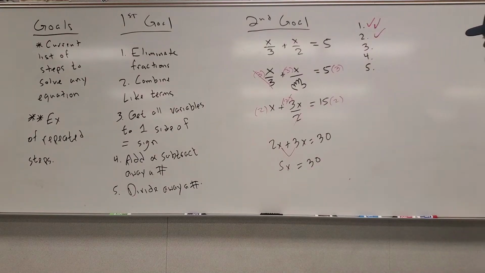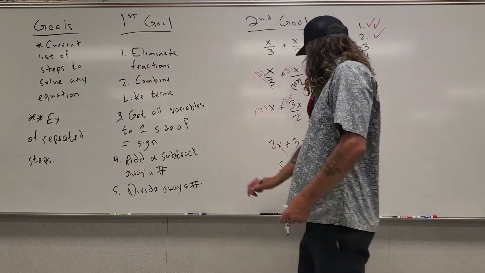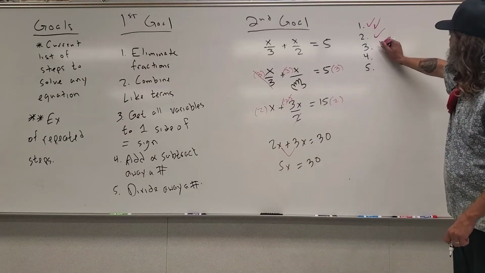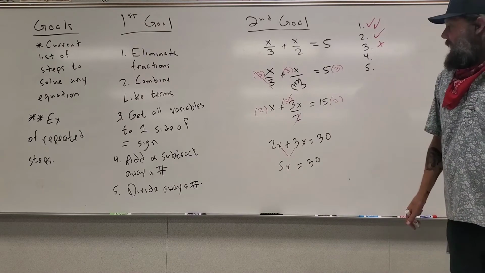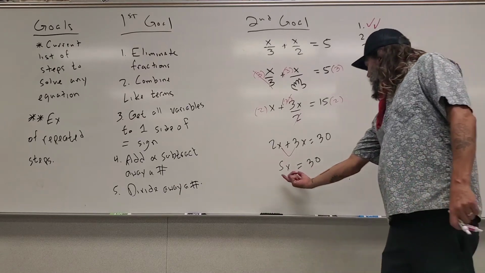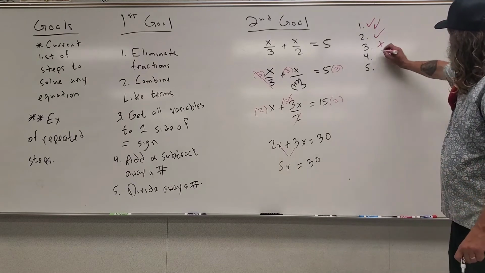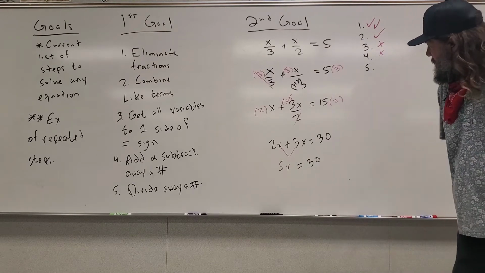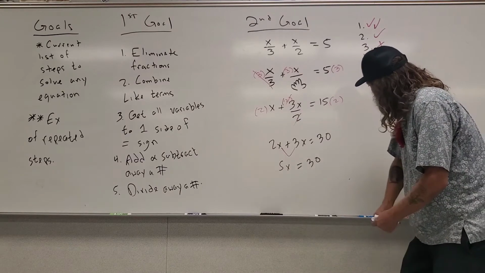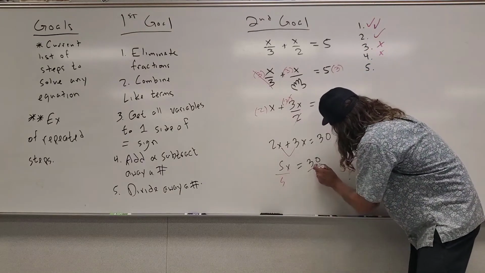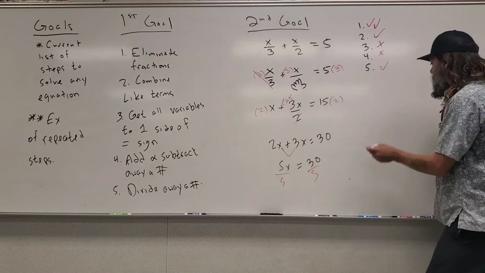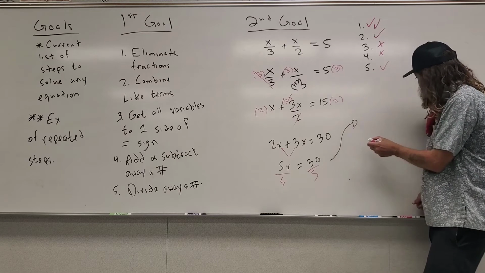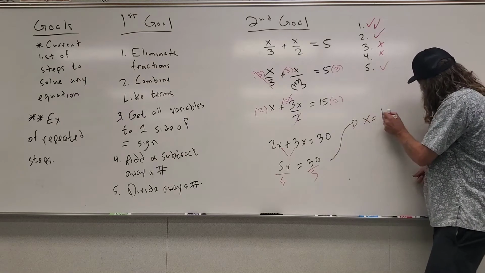Step 3, get all variables to one side of the equal sign. All my variables are on this side of the equal sign, so I don't need to do step 3. Step 4, add or subtract away a number. I can't add or subtract away a number, so I'm not going to do step 4. And my last step is to divide away a number, and I can do that. I can divide everybody by 5. So my answer for this equation that I had to repeat steps on is x equals 6.